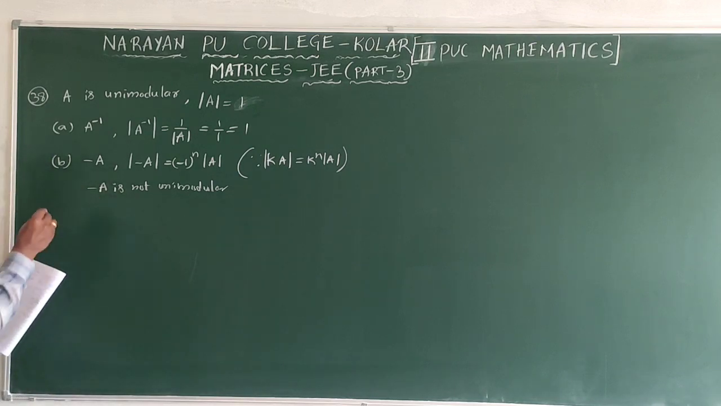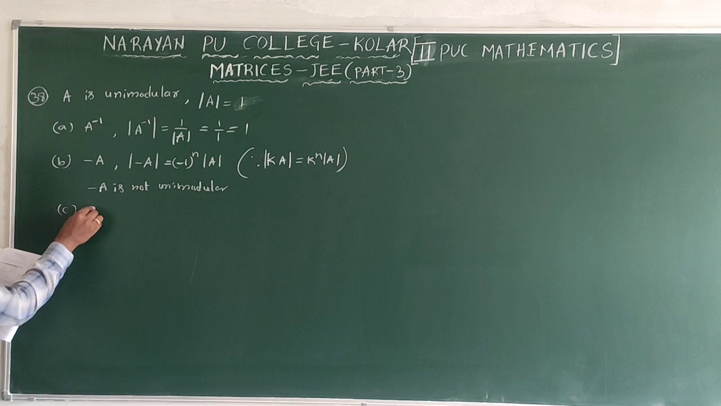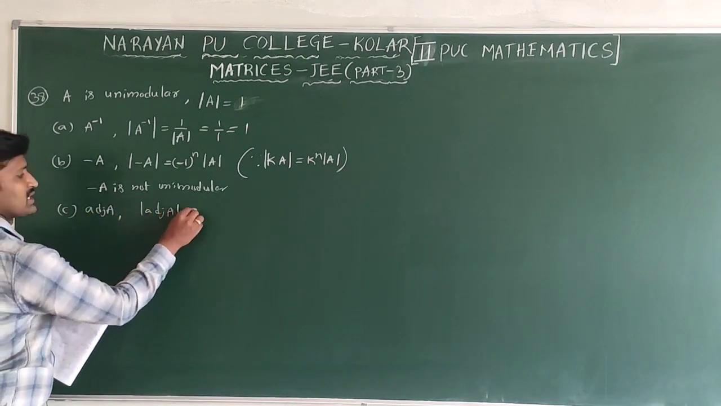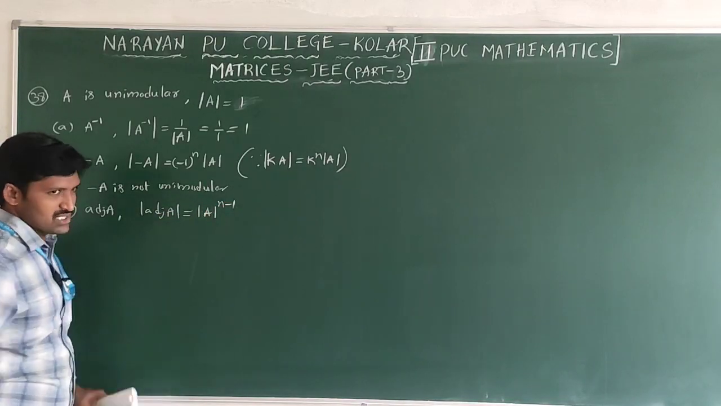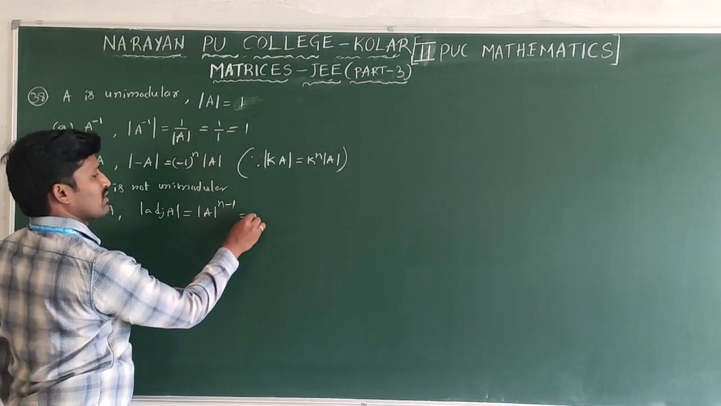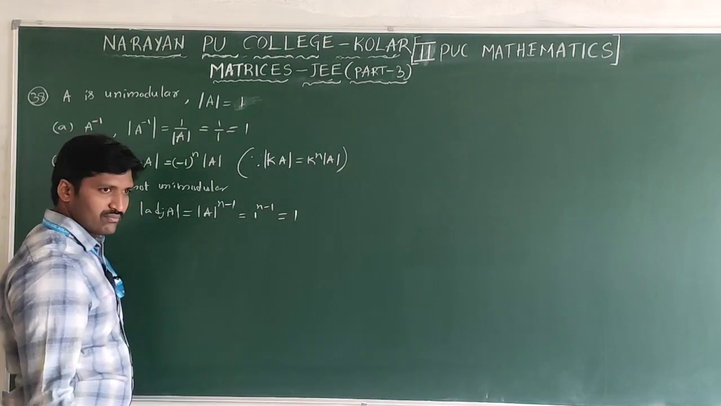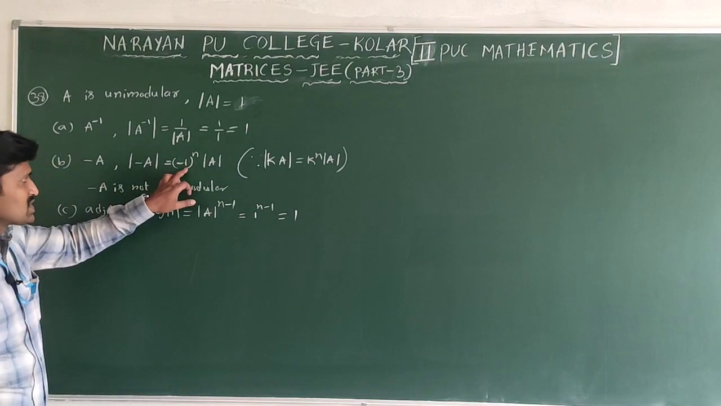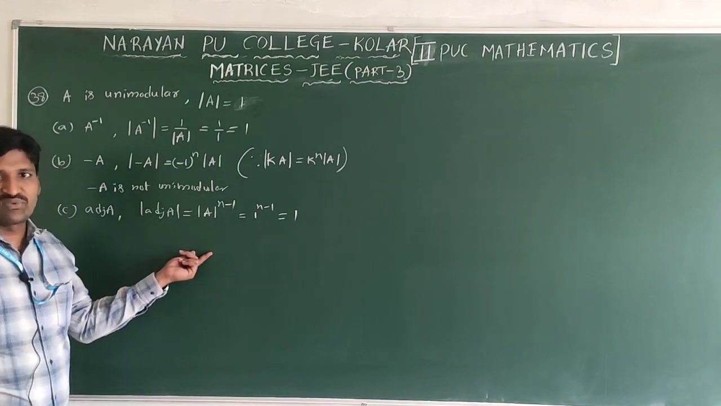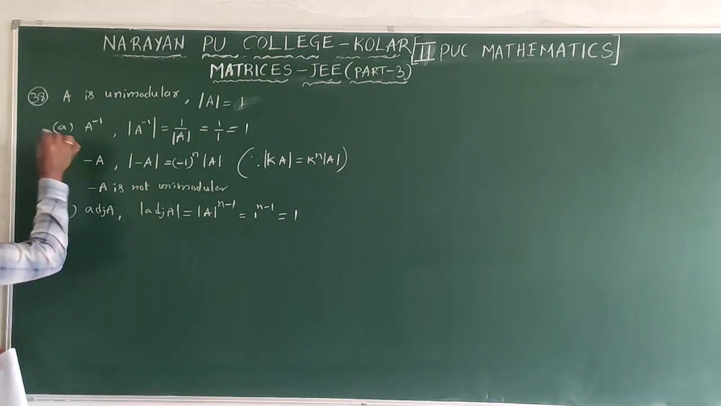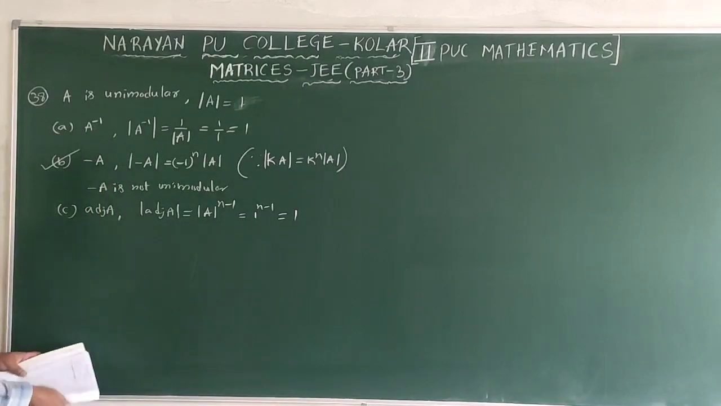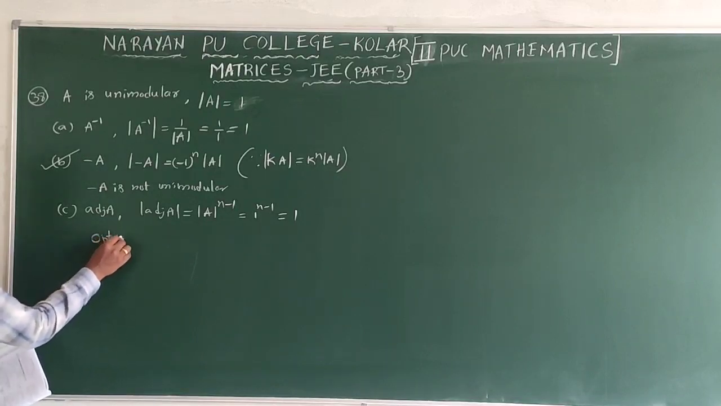Now take the third option. Adjoint A is given. If you find the det of adjoint A, we have a formula: det of adjoint A is det A whole power n minus 1. Det A is clearly 1, and 1 power anything is 1 only. But for minus A, the extra minus 1 whole power n comes in, so exactly 1 is not guaranteed. That's why the one which is not unimodular is minus A. So which option is correct? Option B.